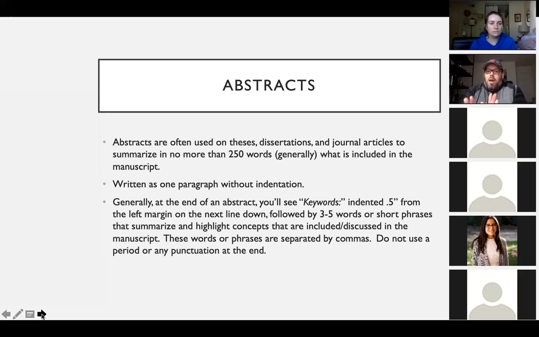For assignments, other than assignments that would be connected to the thesis class, there is no need for you to write an abstract for any of your papers within the program.